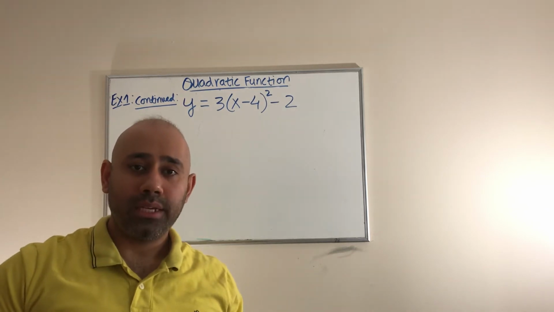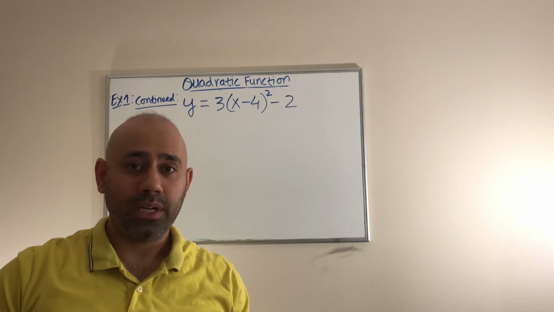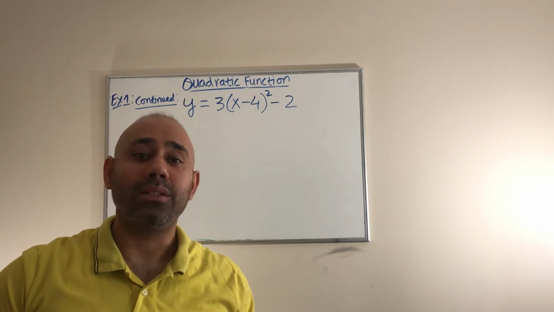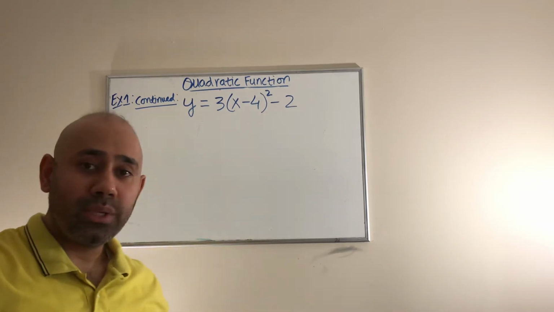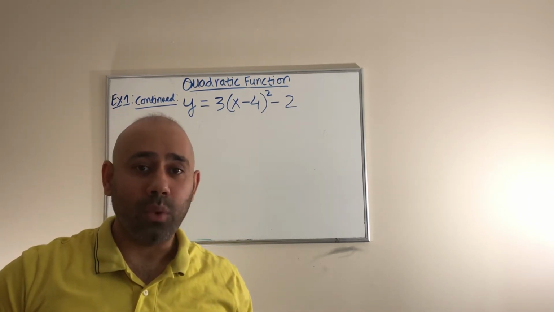Video we calculated the vertex, we found out the a, we also figured out whether we have a minimum or the maximum, and then we also were able to find the axis of symmetry. Guys, I'm continuing the same example, but in this video we want to find the x-intercept and y-intercept.